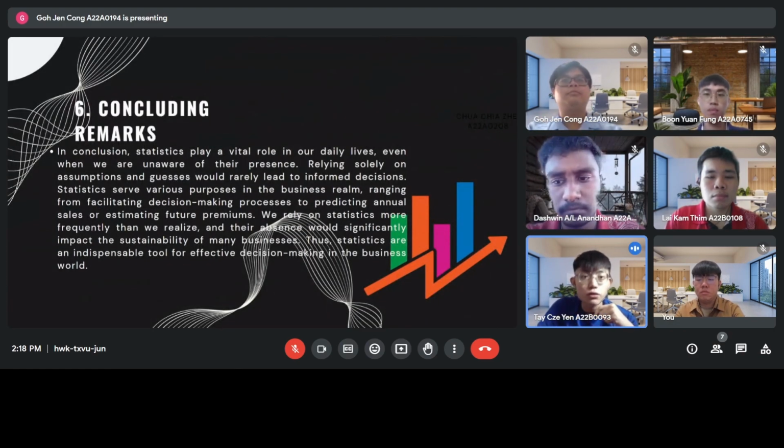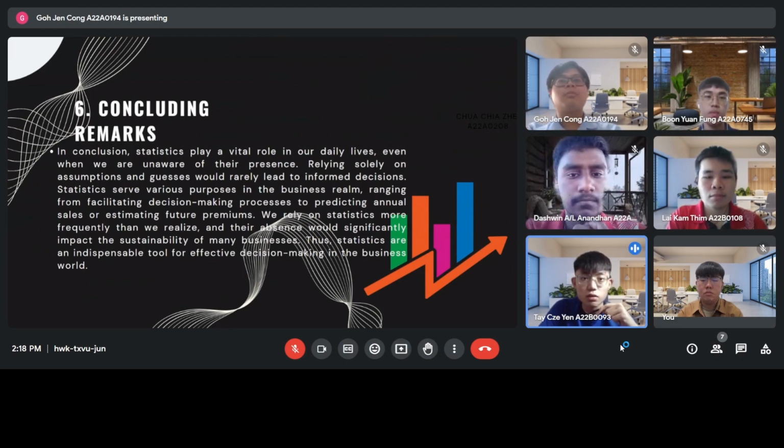So in conclusion, we can get the remarks that statistics plays a vital role in our daily lives, even when we are unaware of its presence. Relying solely on assumptions and guesses would rarely lead to informed decisions. Statistics serve various purposes in the business realm, ranging from facilitating decision-making processes to predicting annual sales or estimating future premiums. We rely on statistics more frequently than we realize, and their absence would significantly impact the sustainability of many businesses. Thus, statistics are an indispensable tool for effective decision-making in the business world.